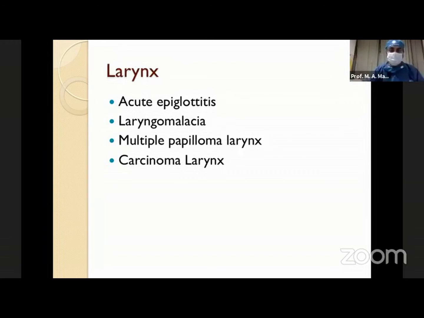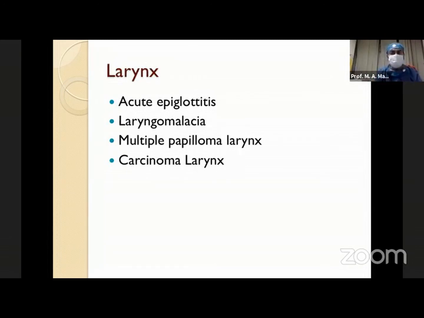in size. Then we ask this question in the exam: how do you classify TNM staging of cancer larynx? Because for treatment purposes, you have to know this. Carcinoma larynx TNM staging is usually T1, T2, T3, and T4. Early stage and late stage: T1 and T2 is early stage, and T3 and T4 is late stage. T1 means the growth is limited to one region, like growth in the right vocal cord.